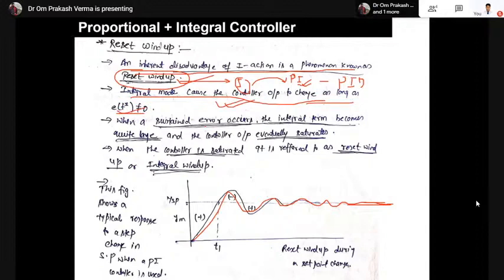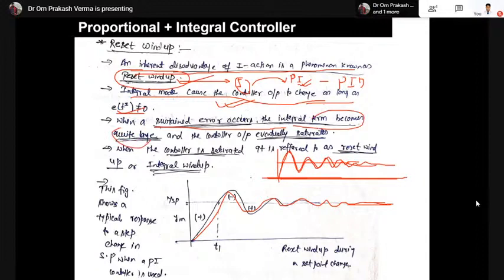Now when a sustained error occurs, listen very carefully. This type of question is asked in the interview when you sit in the IES examination or somewhere. If you are a control systems person, then such a question will be asked. So the question is: when the sustained oscillation occurs, the integral term becomes quite large because it is never ending.